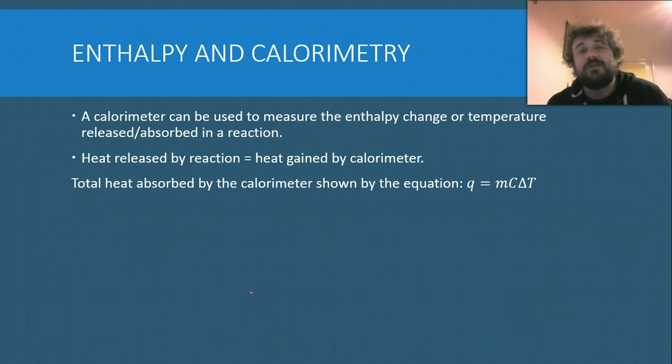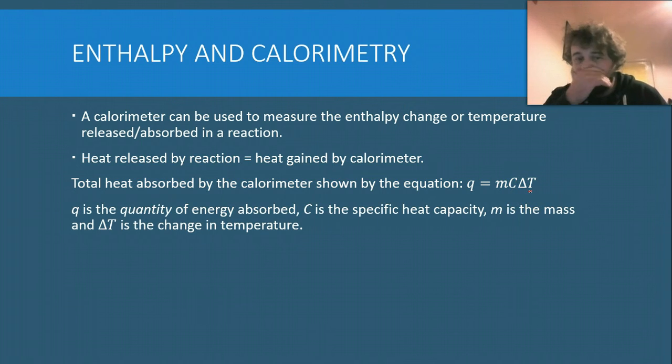Alright, so the total heat absorbed by the calorimeter is shown by the equation Q equals m times c times delta T, so mass times the specific heat capacity times the temperature change. Q is the quantity of energy absorbed, c is the specific heat capacity, m is the mass, and delta T is the change in temperature. We're going to get rid of the Q in a second, but that's why it's there.